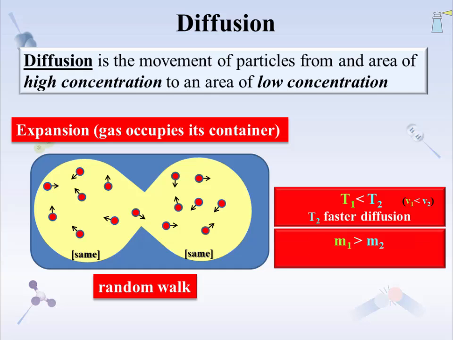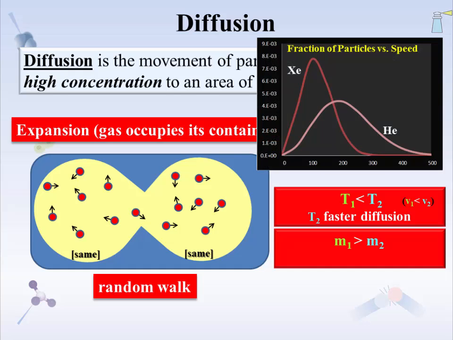And then there's the role of mass. All other conditions being equal, lighter particles, M2 in this case, will move faster than particles of a heavier gas. We saw this explanation in the section covering the thermal energy of a gas. The smaller mass gas helium, on average, has faster particles than the larger mass gas xenon. Lighter particles are faster particles, and they will diffuse faster.